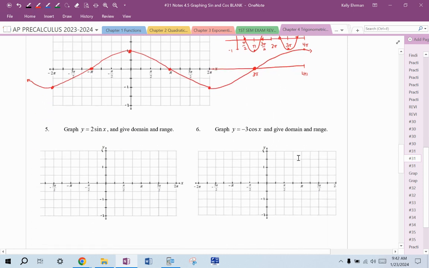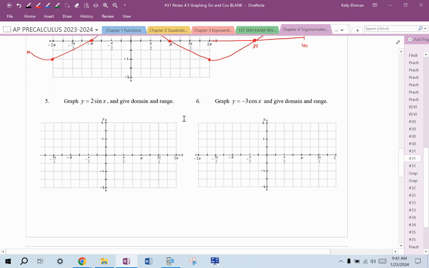All right, let's graph y equals 2 sine x, and then we'll talk about domain and range. So what does a 2 out in front of a function do? 2 times f of x. That takes every x, y value, and it multiplies the y value by 2. So back to the original sine graph. That looks like this. Remember, you should get pretty used to drawing this original shape.